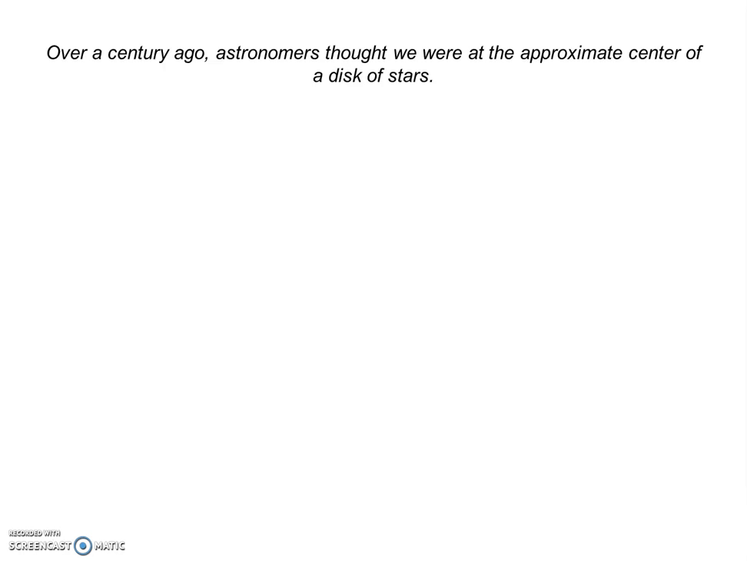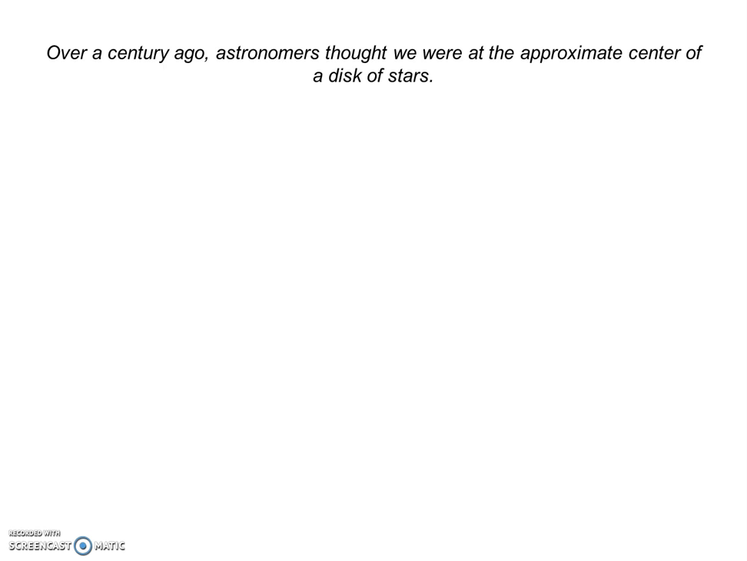And that's very important because just about a century ago, a little more than a century ago, astronomers thought that we were at the approximate center of the Milky Way, a disk of stars that form the Milky Way. We see in the night sky that the Milky Way is a band of light, so it's pretty obvious that it is a disk-shaped sort of pancake of stars. But how big was that pancake, and what was its structure?